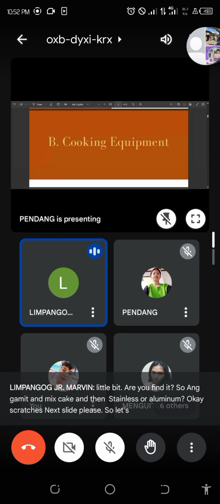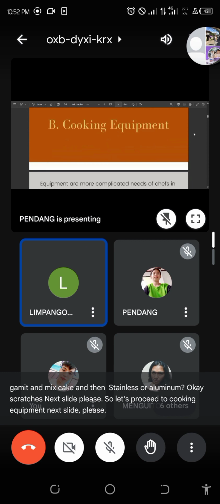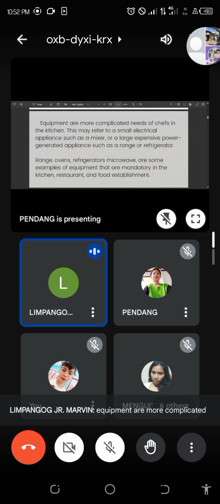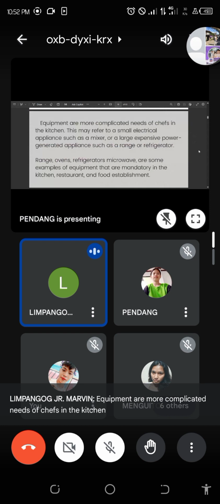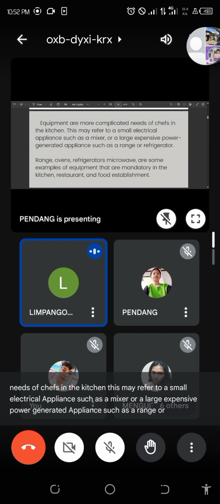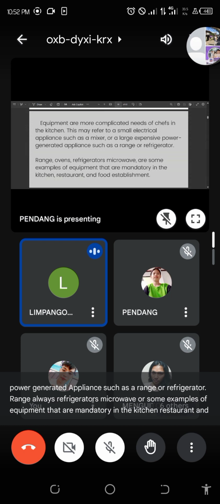So, let's proceed to cooking equipment. Next slide, please. Equipment are more complicated needs of chefs in the kitchen. This may refer to a small electrical appliance such as a mixer or a large expensive power generated appliance such as a range or refrigerator. Range, ovens, refrigerators, microwave are some examples of equipment that are mandatory in the kitchen, restaurant, and food establishment.